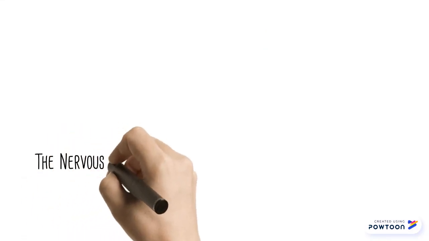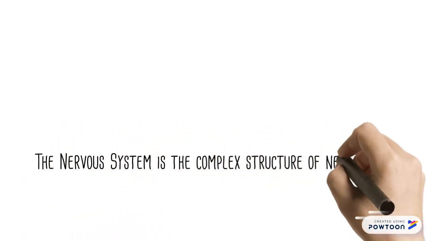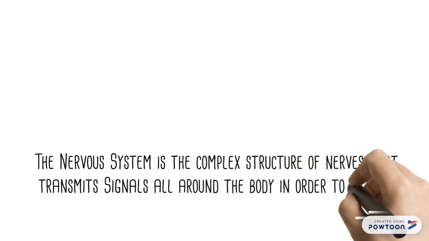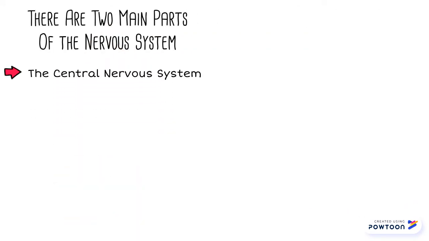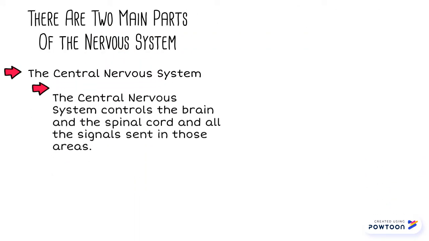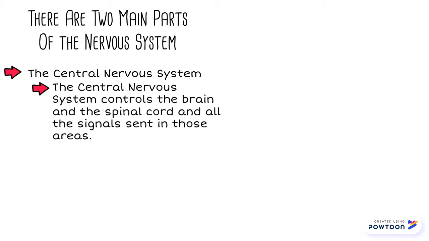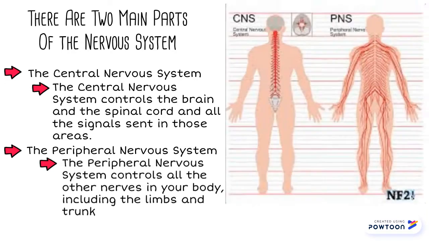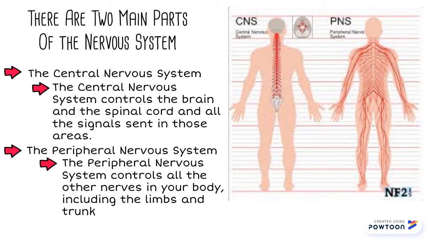The nervous system is the complex structure of nerves that transmits signals all around the body in order to control movement. There are two main parts of the nervous system. The central nervous system, which controls the brain and the spinal cord and all the signals sent in those areas, and the peripheral nervous system, which controls all your other nerves in your body, including the limbs and trunk.